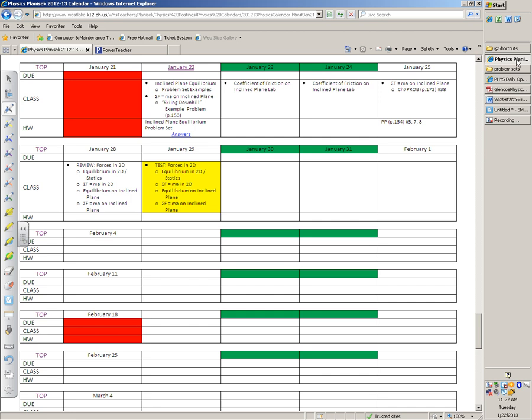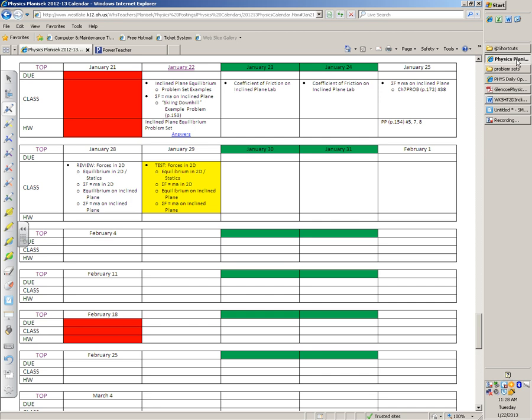Tomorrow, for block, we will do lab related to the inclined plane. We're back to the coefficient of friction, but now we're dealing with it on the inclined plane, and we'll talk a little bit more about how we do that tomorrow during lab. Then on Friday, we'll wrap up the inclined plane, do another example problem where there's some acceleration.